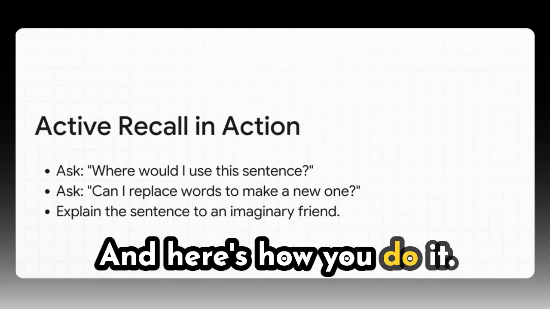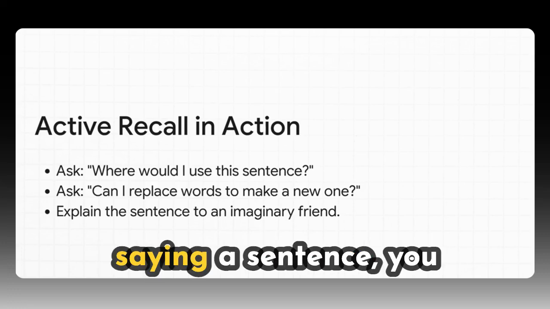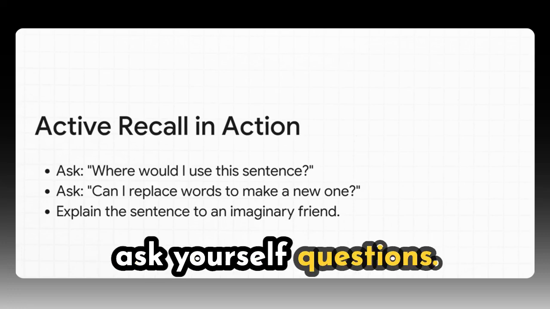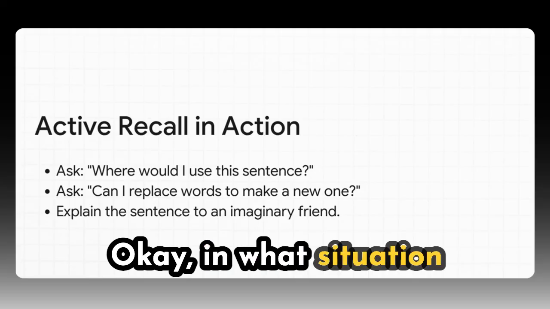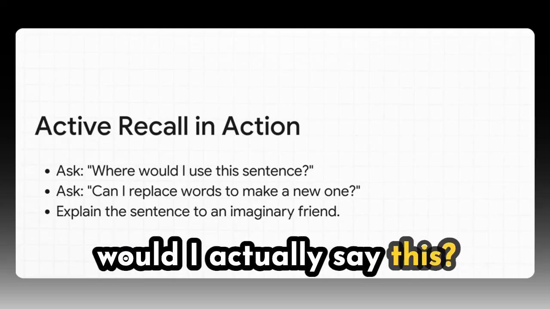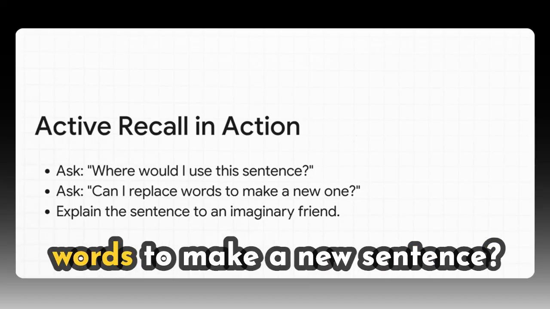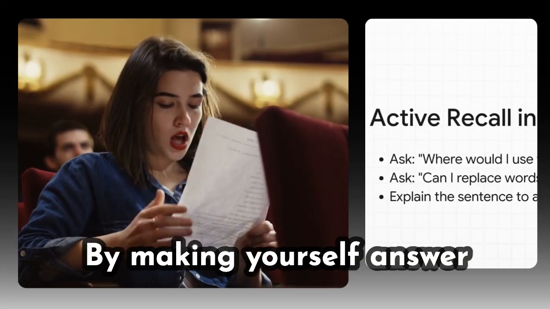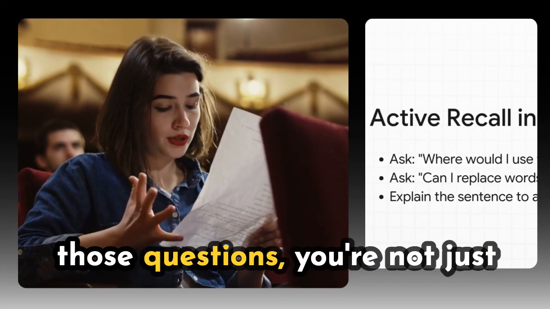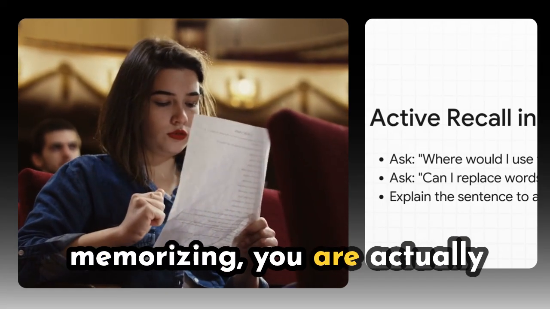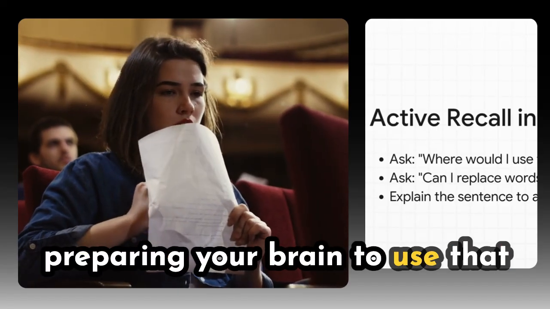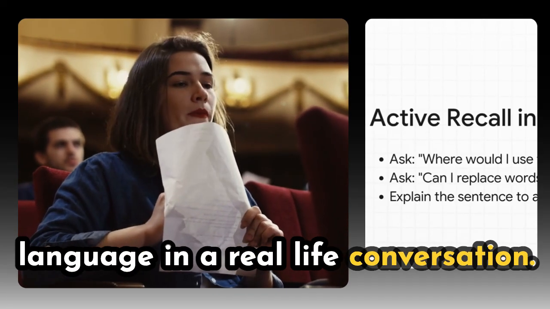And here's how you do it. After you've practiced saying a sentence, you ask yourself questions. Okay, in what situation would I actually say this? Or how can I change 1 or 2 words to make a new sentence? By making yourself answer those questions, you're not just memorizing. You are actually preparing your brain to use that language in a real-life conversation.